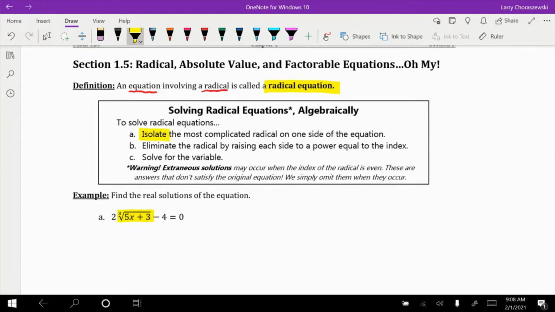So any radical equation, your first mission is to isolate the radical on one side of the equation. And if there's two or more, you want to isolate the one that looks more busy than the others. The reason for doing that is because of part B, where you're going to eliminate the radical by raising each side to a power that is equal to the index.